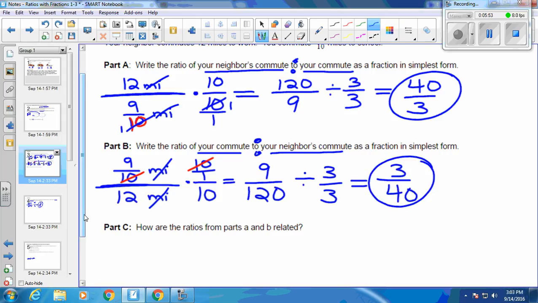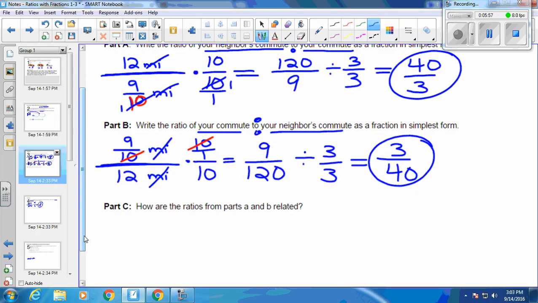Part C is asking, how are the ratios from parts A and B then related? Well, 4/43 and 3/40, they are reciprocals. Go on to number 2, give that one a try, pause the video.